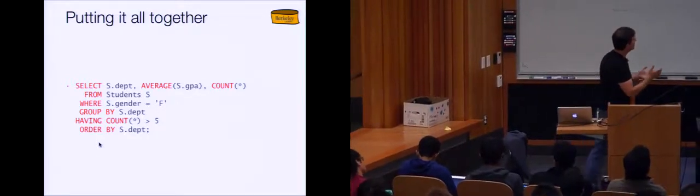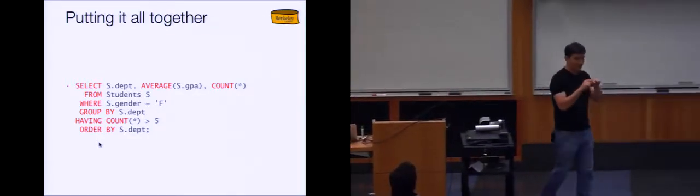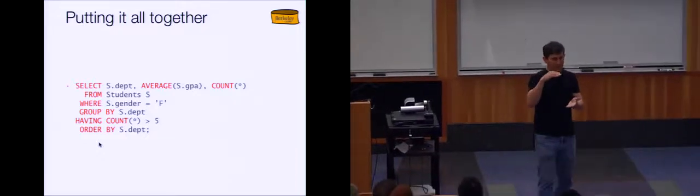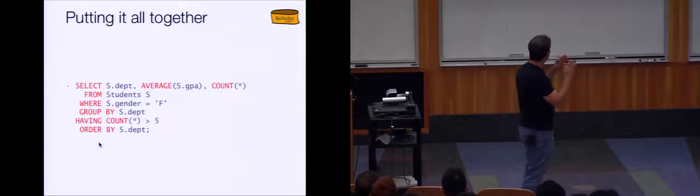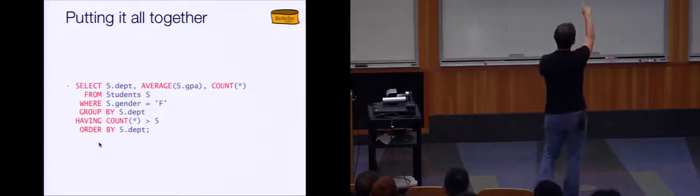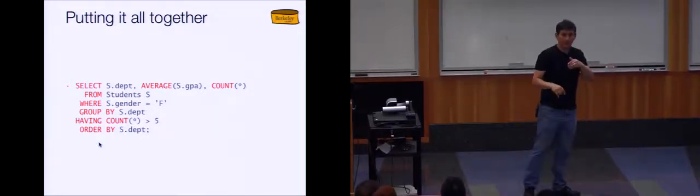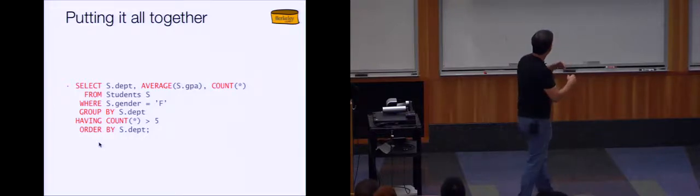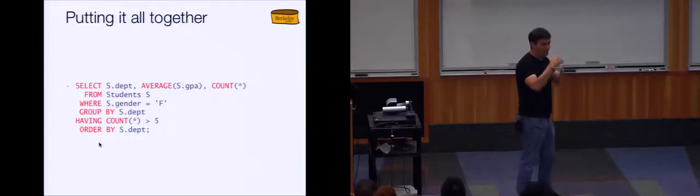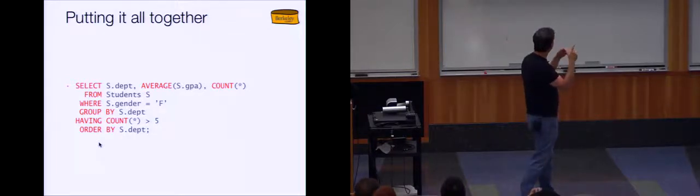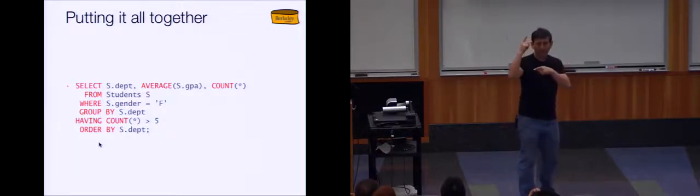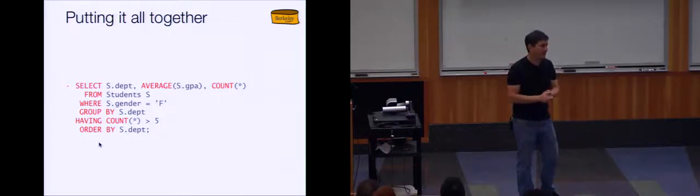You know what it's doing, right? Let's talk it through. It's going to take the students table. It's going to filter out only the females. We're going to remain now just the female rows from the students table. It's going to then group them up by department. And per department, it's going to compute the average GPA for the females and the number of females. Then it's going to throw away any departments that have fewer than 5 females. Fewer than 6, actually. And then it's going to get the output of that, which is going to be a bunch of departments with 6 or more females and the average and count. And it's going to sort that by department alphabetically, and it's going to display that on the output.